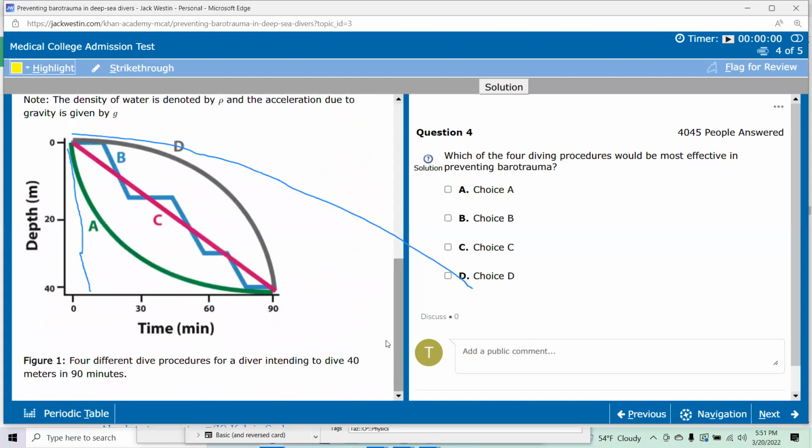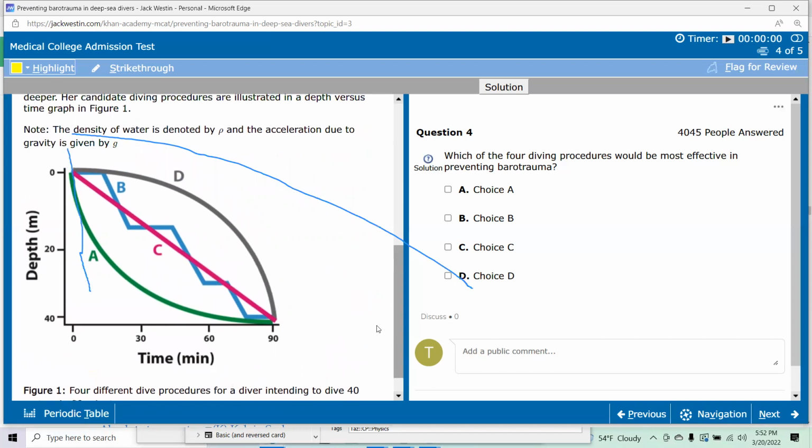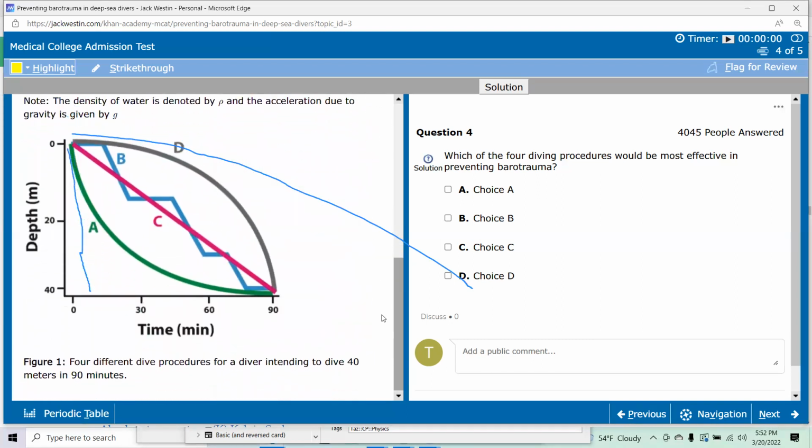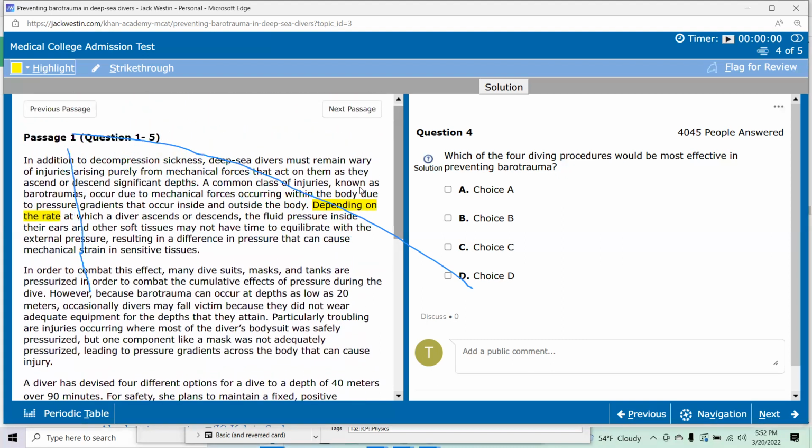Because we start with a graph, I'm thinking about, okay, what keywords exactly? I'm going to look for something about slope. I'm going to look for something about rate. I'm going to look for something about change over time. You get what I'm saying, right? You're going to be thinking about what this question is actually asking. What am I actually supposed to be thinking about? And in this case, it was the rate, right?